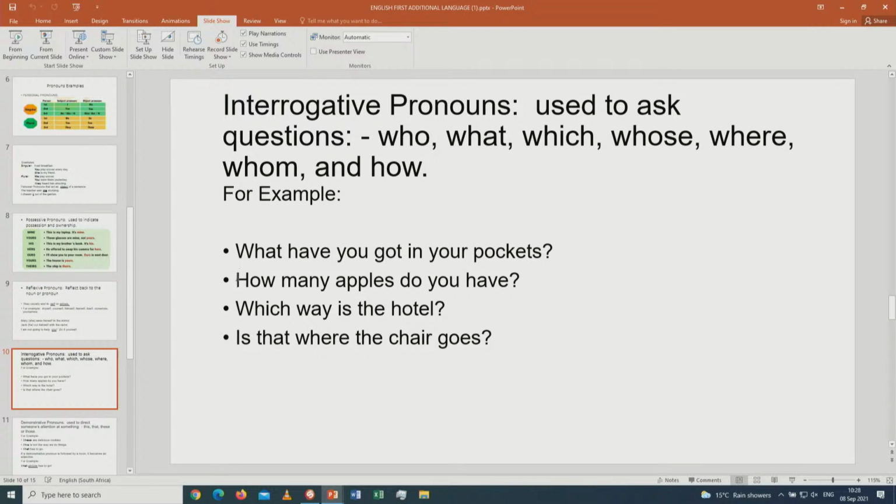How is also an interrogative pronoun. We use it to pose a question. How many apples do you have? Which is also an interrogative pronoun used to ask a question. Which way is the hotel? And we've got where. Is that where the chair goes? Where here is our interrogative pronoun, which is used when we have to ask to look for information.